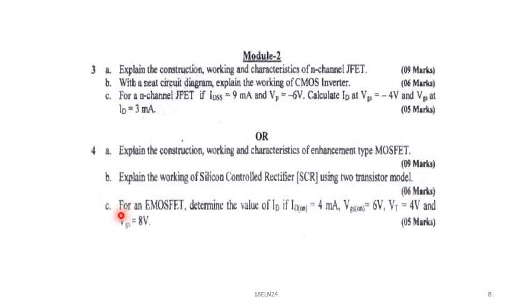And the third one is for an E-MOSFET, determine the value of ID if ID on is equal to 4 milliamps and VGS on is equal to 6 volt and VT is equal to 4 and VGS is equal to 8 volt. That's for 5 marks. Now we will discuss the scheme, so how the marks are distributed for each section here.